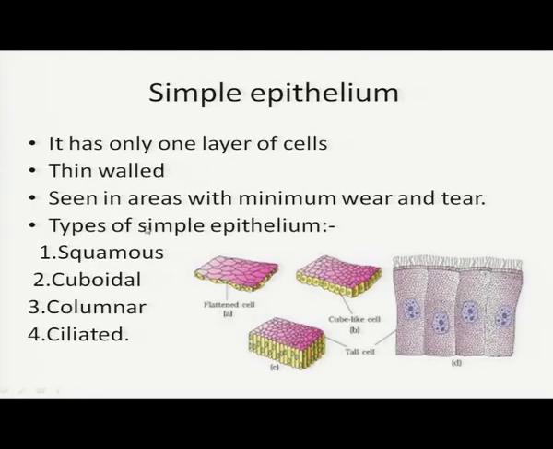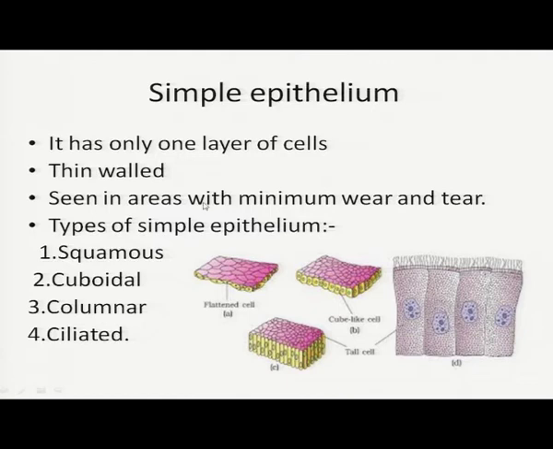First category is simple epithelium. You see here the diagrams, all these are examples of simple epithelium. Why is it called a simple epithelium? Because it has only one layer of cells. Since it has only one layer of cells, it is thin walled and seen in areas with minimum wear and tear.